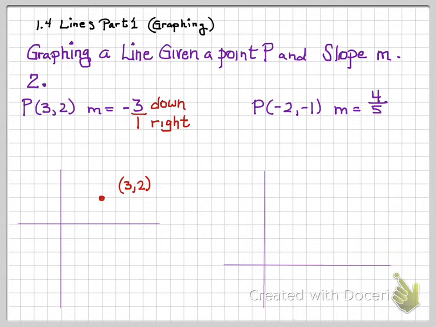So put your pen on the dot. You haven't moved anywhere when your pen is on the dot, so you're at 0. Then you're going to start moving down 1, 2, 3, and then right 1. So your point should be right here.